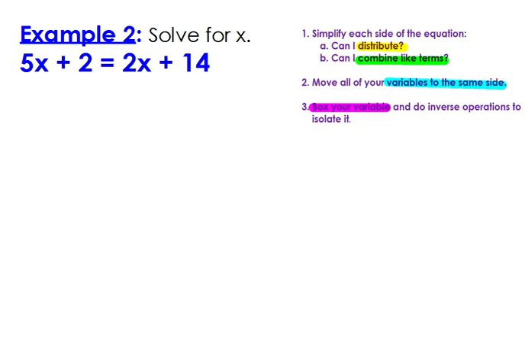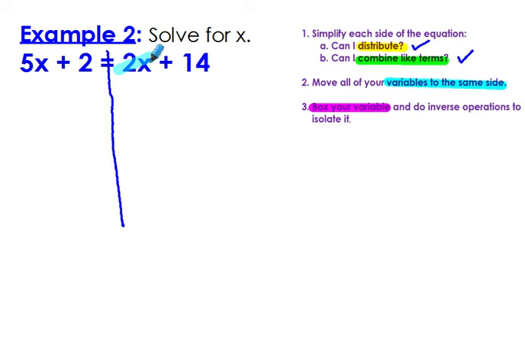Alright, example 2. Same thing. Draw your line down the middle. And I'm going to look for distributive property over here. And I don't have any. I don't have distributive property here. So that's taken care of. Now I'm going to look for like terms. I don't have any over here. And I don't have any over here. So that's taken care of. Each side of the equation has now been simplified.